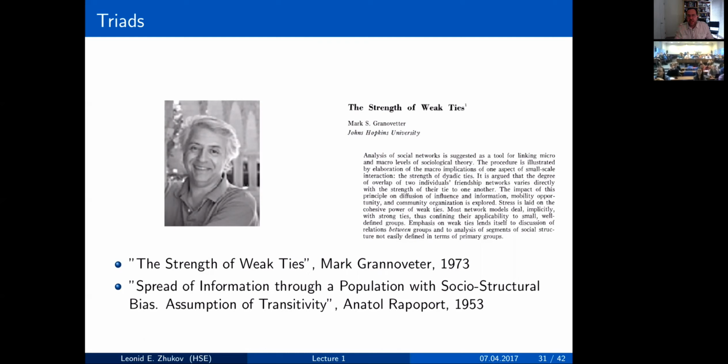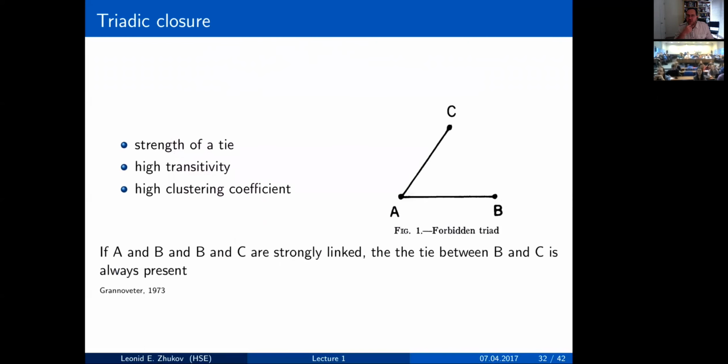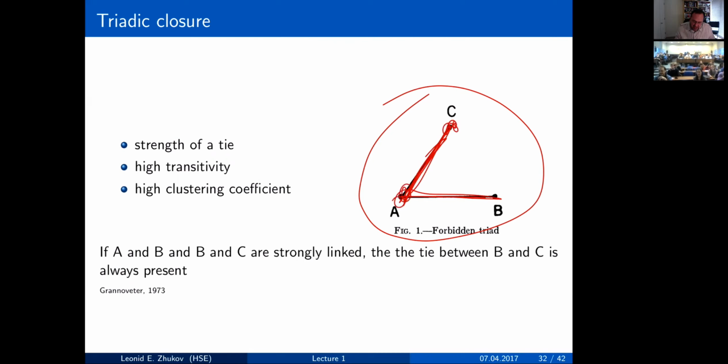And the idea he came up with is the following: in the social world, we rarely see this type of combination if A, B, and C are people. In fact, he was saying that this is even what's called a forbidden triad. So what he is saying is the following. If C knows A and B knows A, then there is a very, very high probability that B knows C.